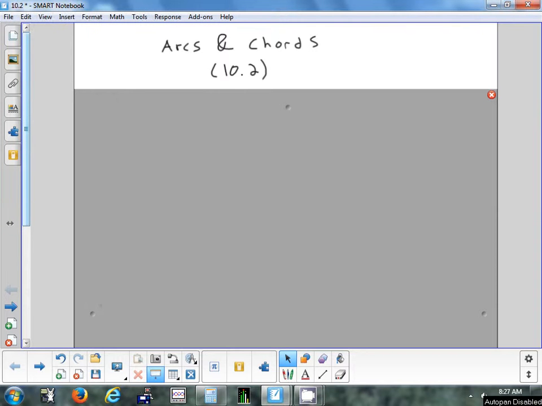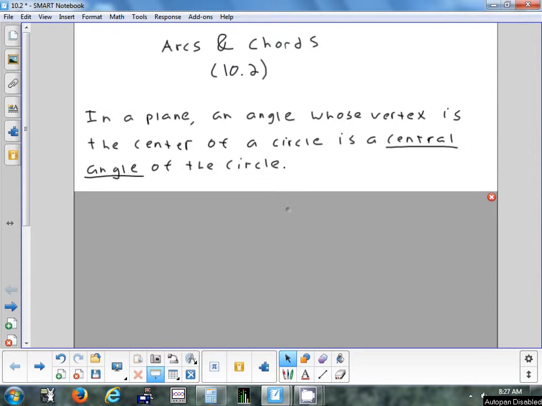And so today we're going to continue on 10.2, which is looking at some more properties about circles. Today we're going to focus a lot on arcs and chords. All right, so the first way we're going to look at is what's called a central angle.